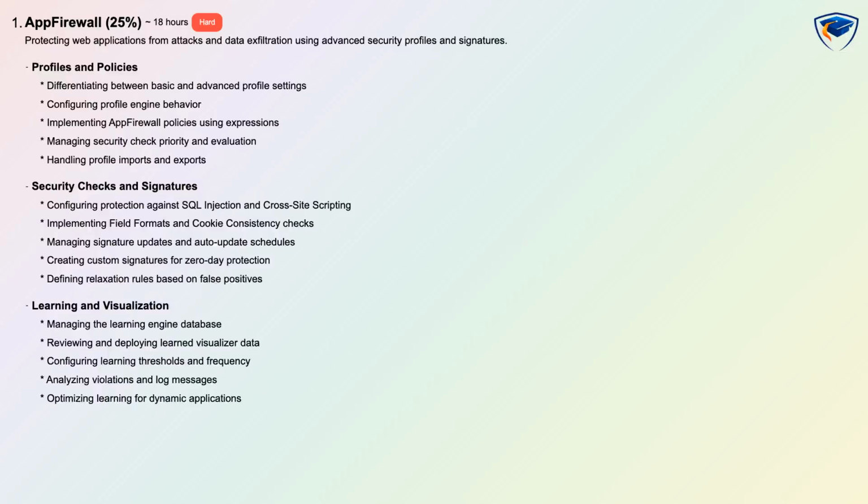App Firewall is 25% of the exam, rated hard, and needs about 18 hours of study with scenario-based assessments. You will learn to protect web applications from attacks and data exfiltration by using advanced security profiles, policy expressions, and signature management. Expect to differentiate basic and advanced profile settings, configure profile engine behavior, implement policies, and manage security check priority and imports or exports.